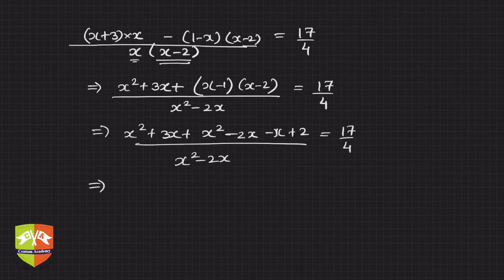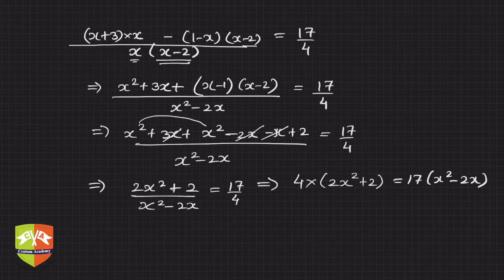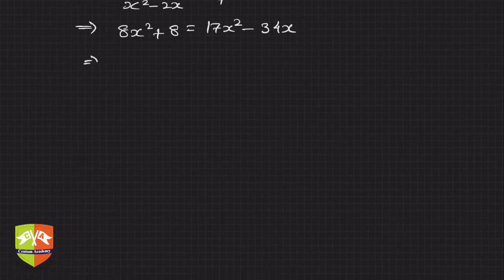Now simplify again, clubbing all the like terms. x² + x² is 2x², plus 3x − 2x − x, so that disappears. So we have (2x² + 2) divided by (x² − 2x) equal to 17 upon 4. Now perform cross multiplication. You will get 4 times (2x² + 2) is equal to 17 times (x² − 2x). This is 8x² + 8 equal to 17x² − 34x. If you simplify it further, you'll get the quadratic equation 9x² − 34x + 8 equals 0.